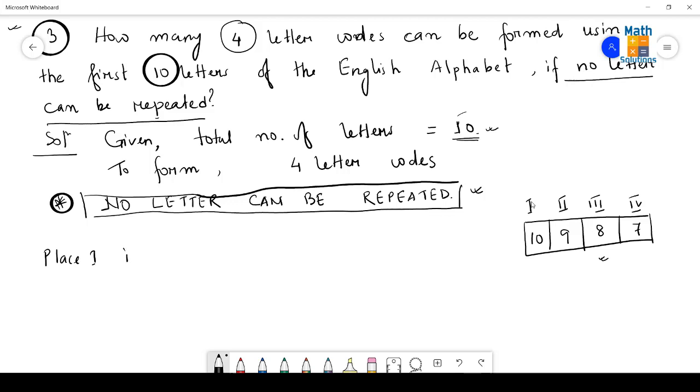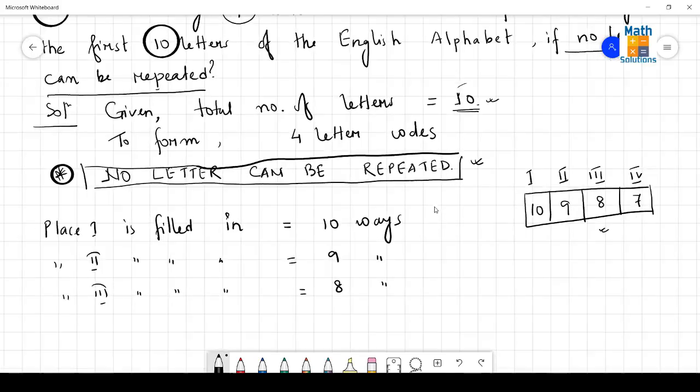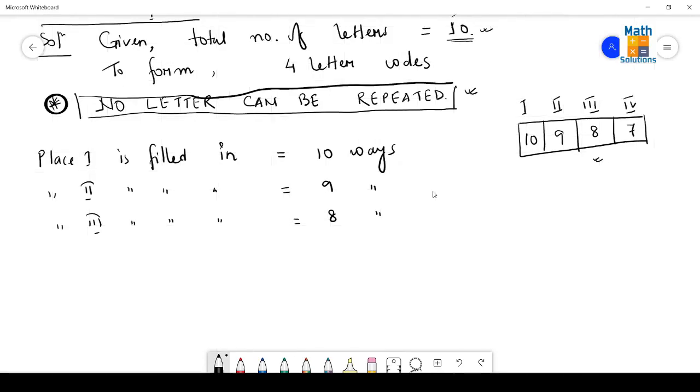Place 1 is filled in how many ways? 10 ways. Then after, place 2 is filled in 9 ways. Then place 3 is filled in 8 ways. Then after, for the fourth place, place 4 is filled in 7 ways.